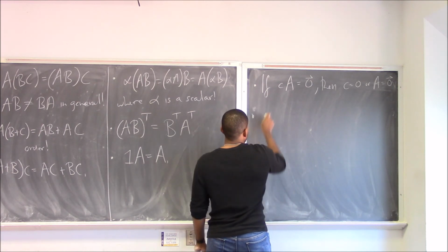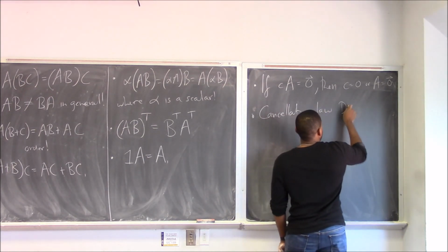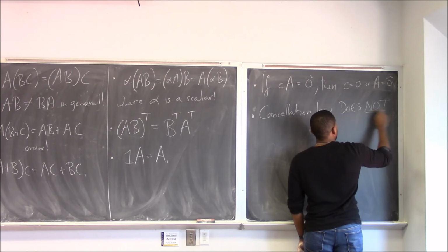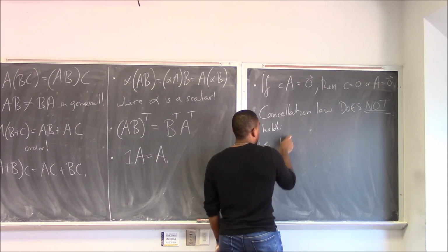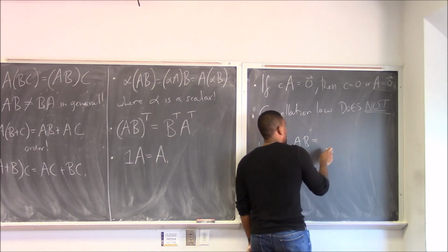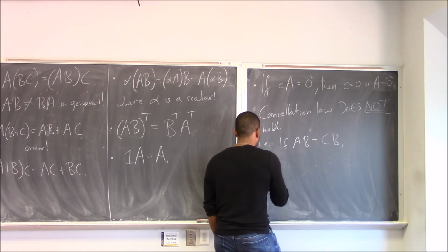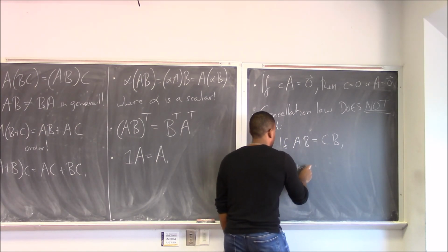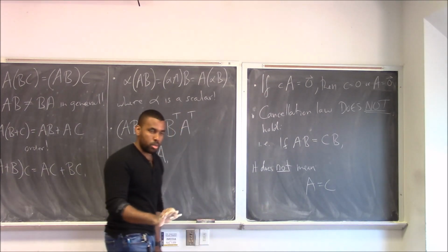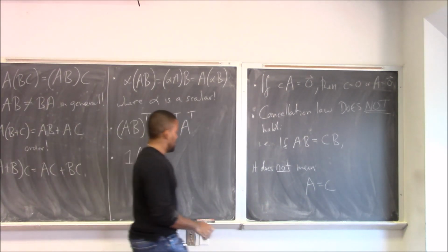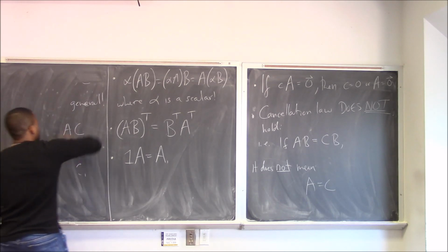Here's one thing that does not work. You should be aware that the cancellation law does not hold. That is, if A times B equals C times B, it does not mean that A equals C. The idea of being able to cancel both sides of an equation doesn't work anymore. So resist the temptation to do that. There's no such thing as cancellation because there's really no such thing as division.